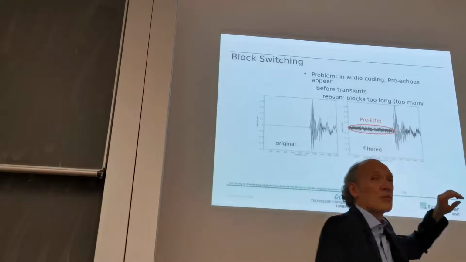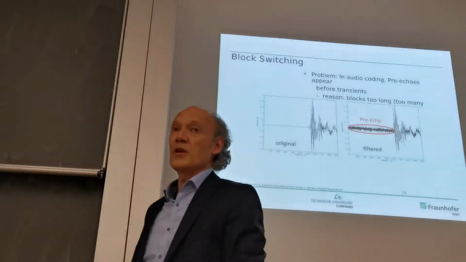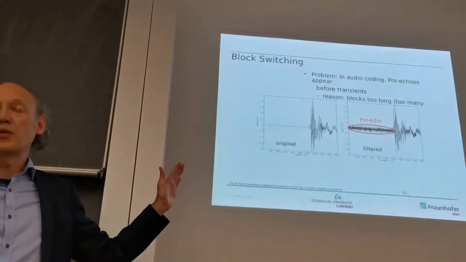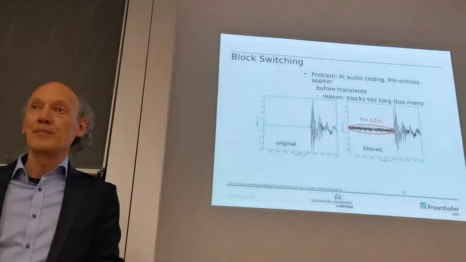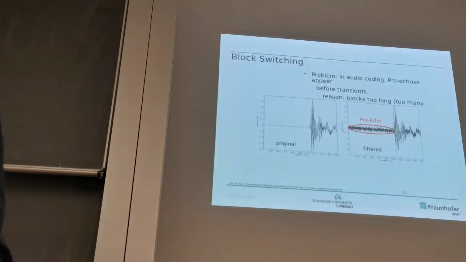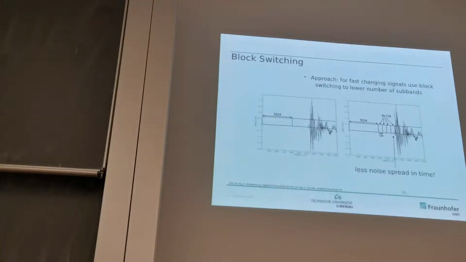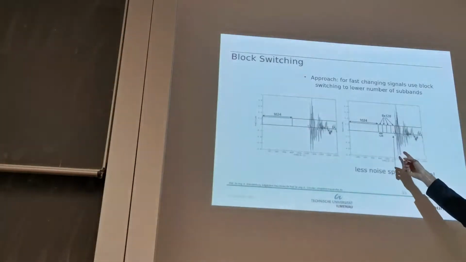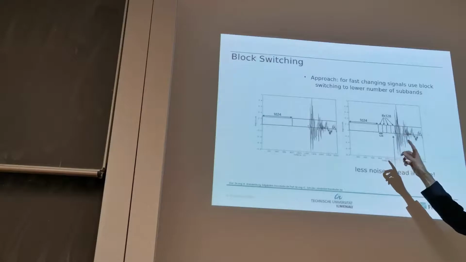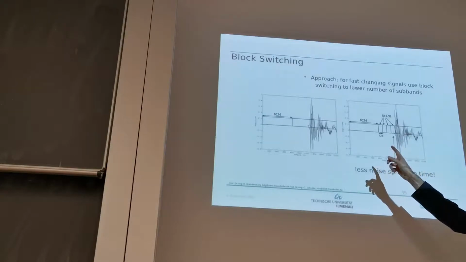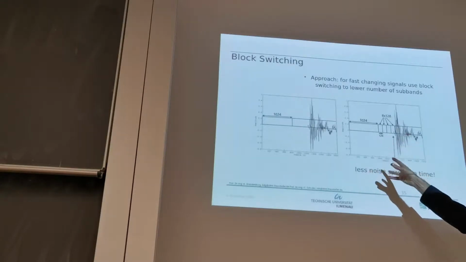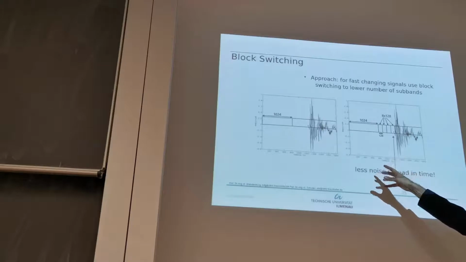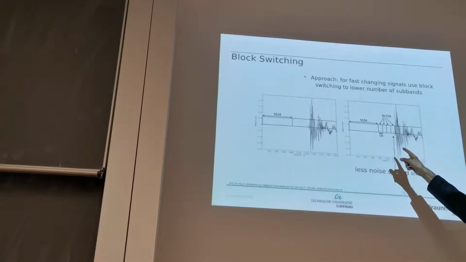This is basically coming from spreading the quantization noise to before the onset. That's why there is this echo. So this is the diagram of the input signal. Right? The input doesn't have pre-echo. What you just saw on the previous slide was the output, including the pre-echo. So here we want to avoid the pre-echo.